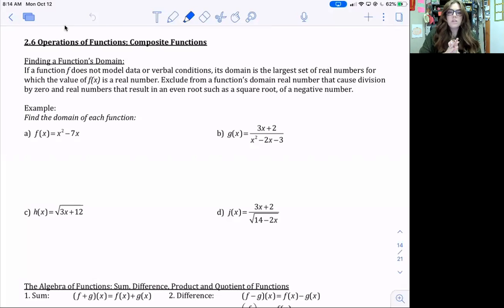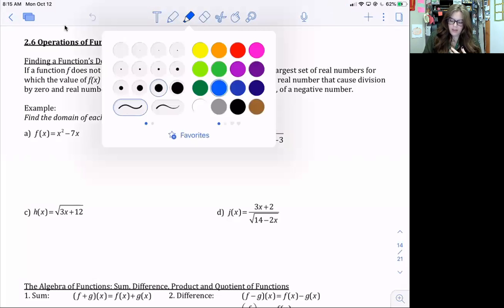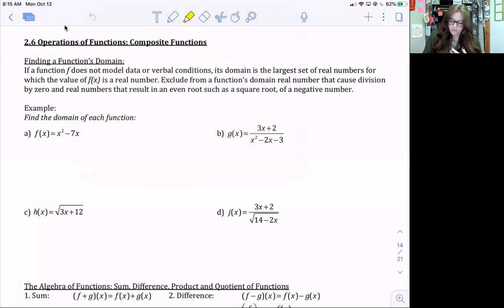Okay, so now we're going to talk about operations with functions, including composite functions. So first thing we're going to look at is finding the domain of a function. The key thing here is that we want to make sure that we're checking for our square roots and that we're checking our fractions, because we cannot have 0 in the denominator. And then we can't take the square root of a negative number.